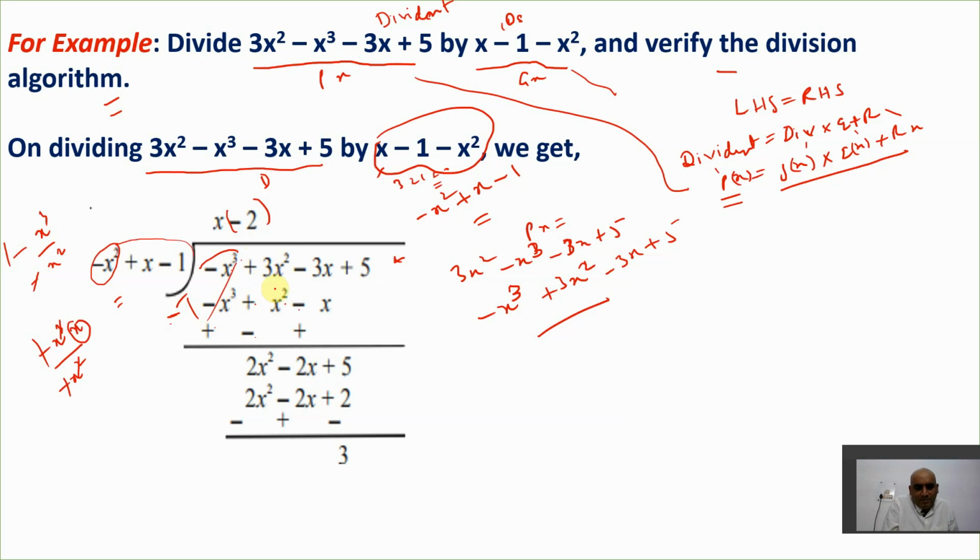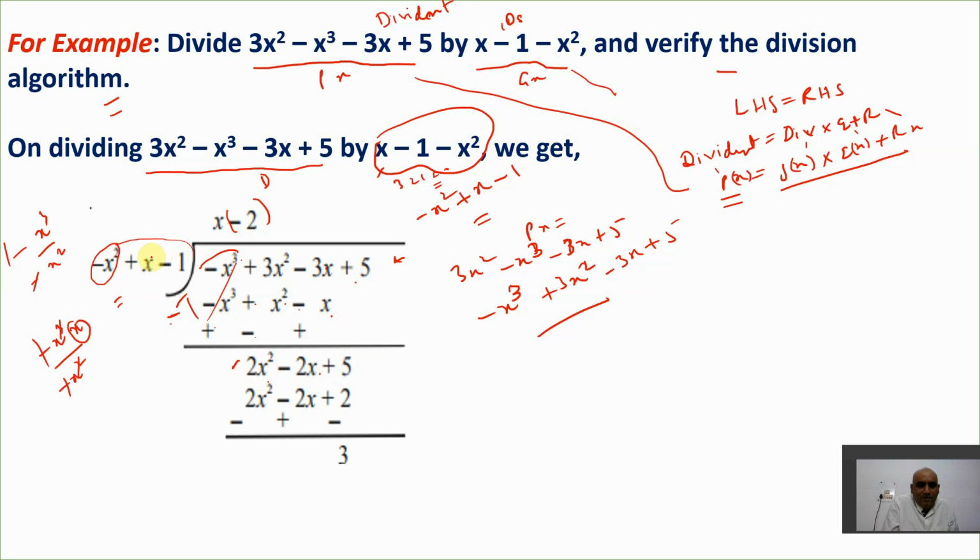But the next step will not cancel out here. 3x square minus x square is 2x square. Minus 3x plus x is minus 2x. Then plus 5. So it becomes like this. Now the equation becomes 2x square minus 2x plus 5.